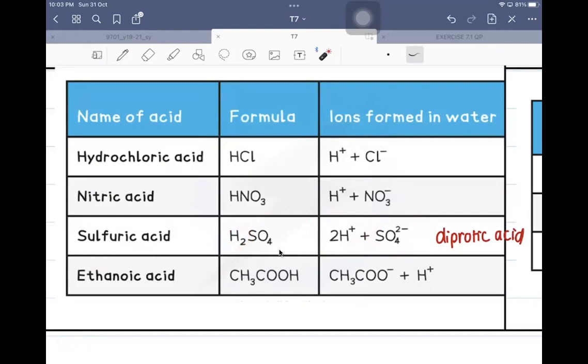It falls under your carboxylic acid. You know the formula of ethanoic acid already. And in water, they form hydrogen ions and ethanoate ion, CH3COO minus. Okay, if you don't remember this, you have to revisit your carboxylic acid.